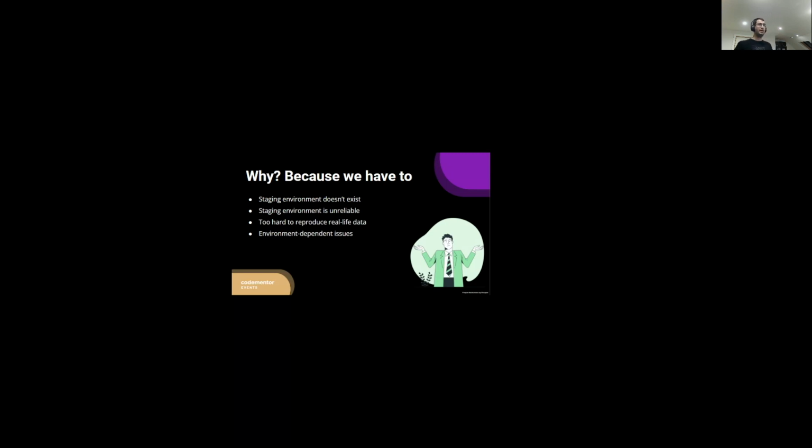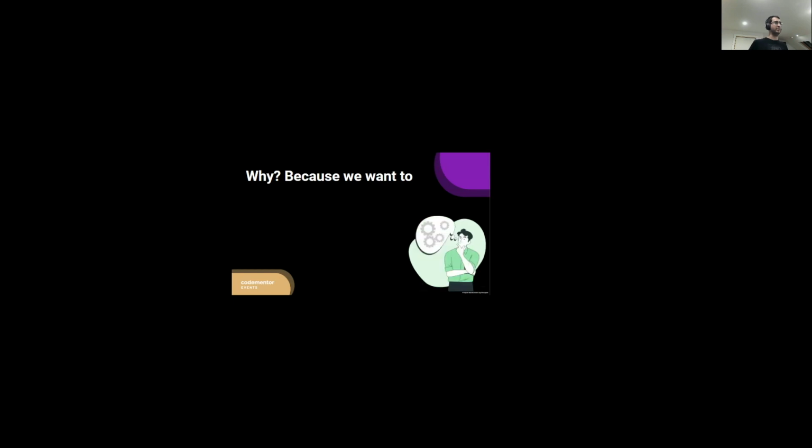Another angle is that we may actually want to. Production is closer to what users will experience, and that's one good reason to test software in production.